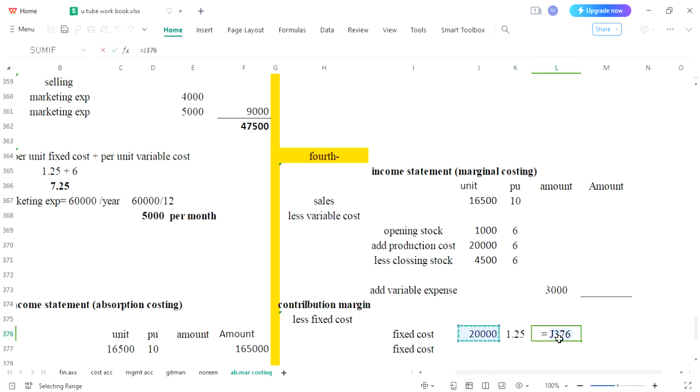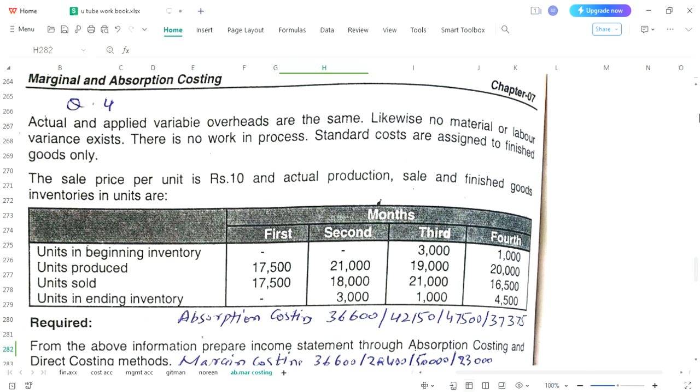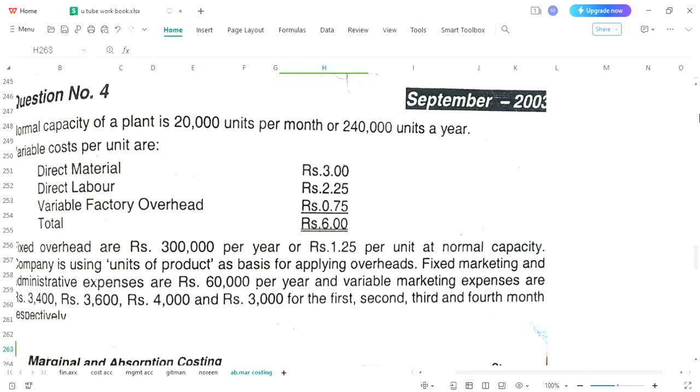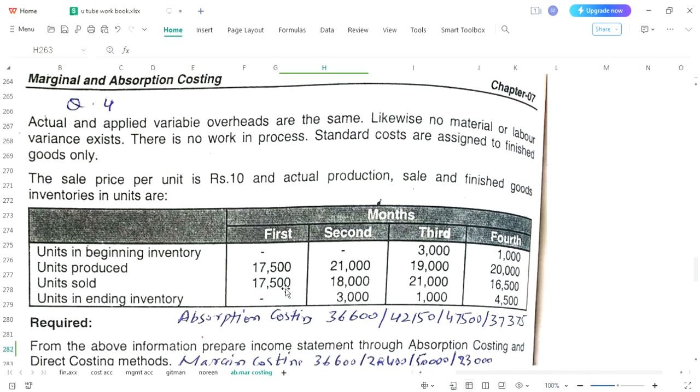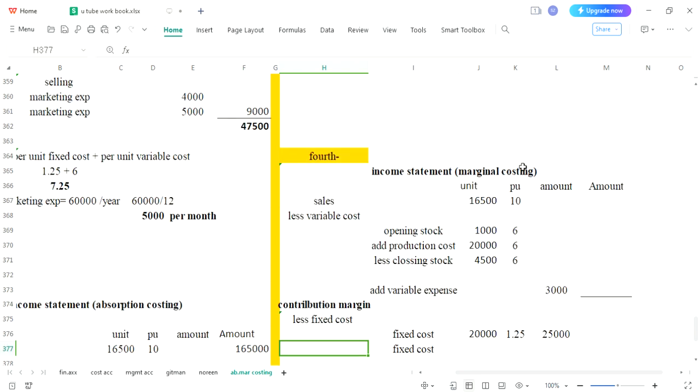It's time to calculate. Units are 20,000 multiplied by per unit 1.25, so 25,000 fixed cost. And there is another element of fixed cost which is described over here. Fixed marketing administrative 60,000 per year, for which we have already calculated 60,000 for the full year. For 1 month you will divide by 12, so 5,000 is the second fixed cost. So you can write the second fixed cost over here.